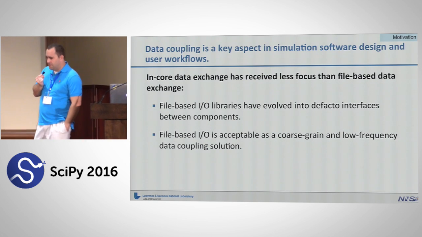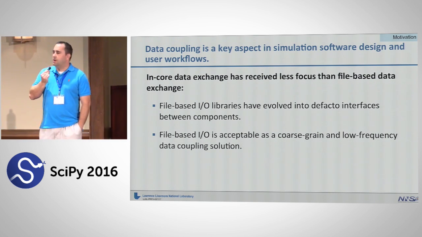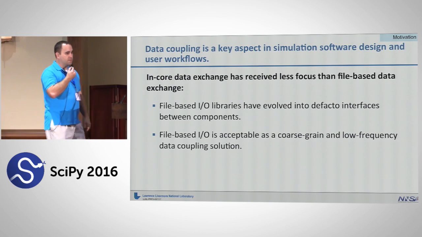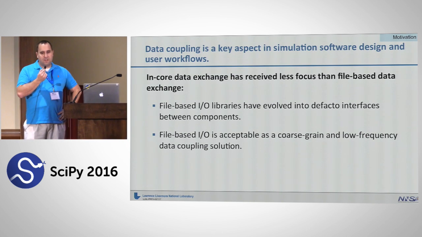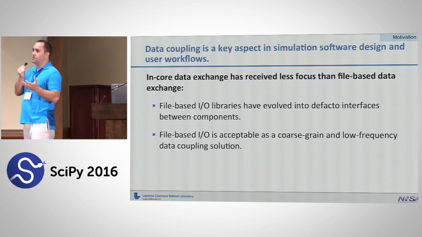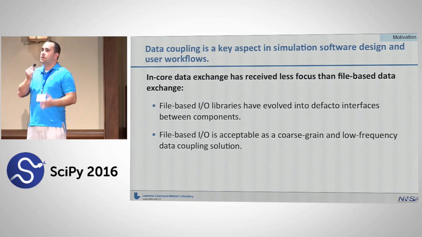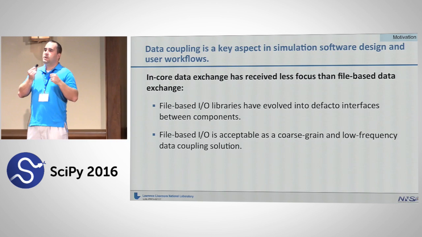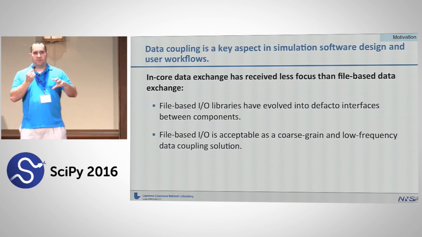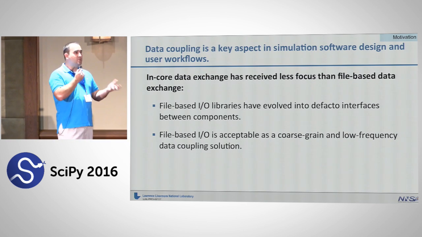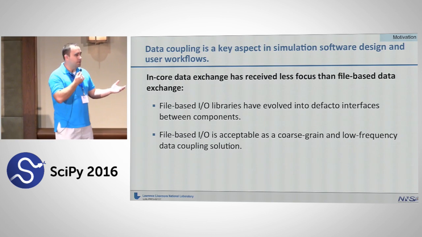So throughout all this code, all these developers, data coupling is a challenging thing to do. And it's an important part of the workflow. It's an important part of the development aspect of things. One thing I will say is that in-core data exchange has received less focus than file-based. File-based has become the predominant way of doing business. You want to get from one part of a code to another part, you write a file. There's some cases where we do transfer meshes in memory and things like that, but that's not the predominant way that we do work. One of the reasons is that in-core data exchange across a diverse set of codes is hard. It's a hard problem.